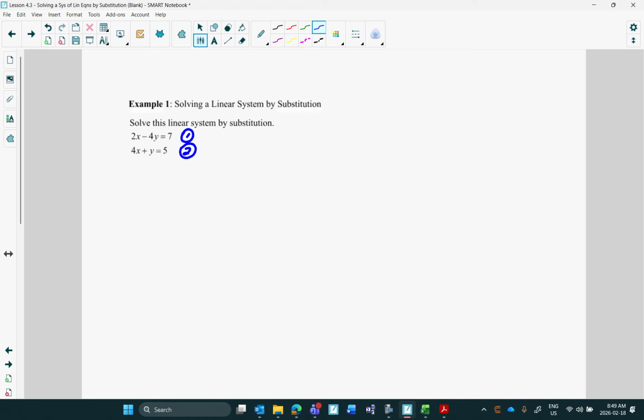So the first step, pick one of the variables and get it by itself. Which one looks easiest? Solve for y in number 2. And it's only one step to solve for y. I just subtract 4x from both sides. And I get y equals 5 minus 4x.